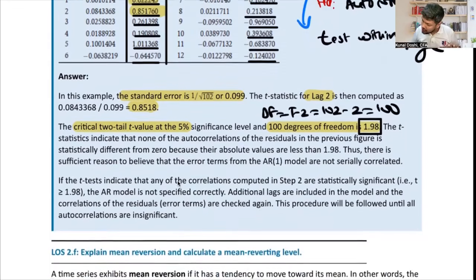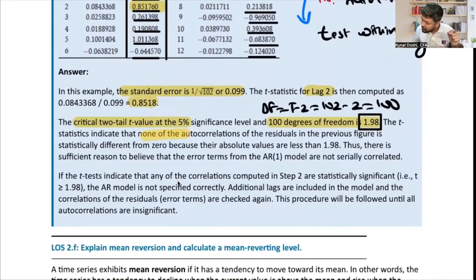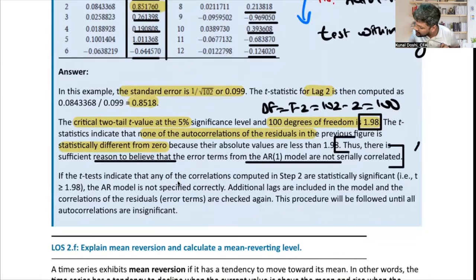So the test statistic indicates that none of the autocorrelations in the previous figure is statistically different from 0. Because their values are within 1.98, there is sufficient reason to believe that the errors are not serially correlated. That means my model is fit. Understood, everyone? Clear, right? If it is within the range, there is no autocorrelation, correct?